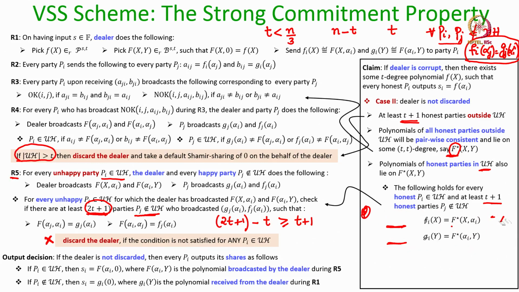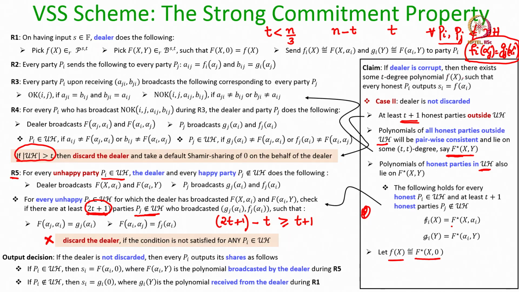Okay. So, what have we shown till now? We started with the fact that the polynomials of all honest parties outside the unhappy set lie on some t degree bivariate polynomial f star. And now we have shown that because of this sanity check which the parties are applying at the end of round 5, even a potentially corrupt dealer is forced to make public polynomials on behalf of honest unhappy parties, which also lie on the same f star of x, y bivariate polynomial. Now, let us take this polynomial f star of x, 0 and call that polynomial f of x.